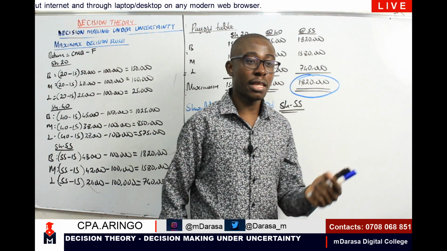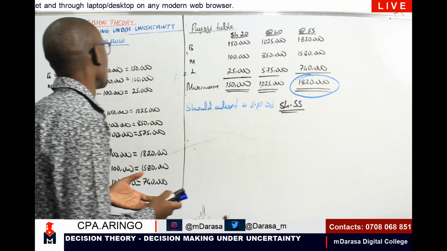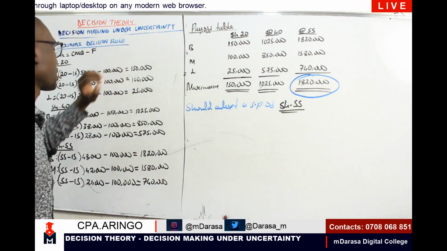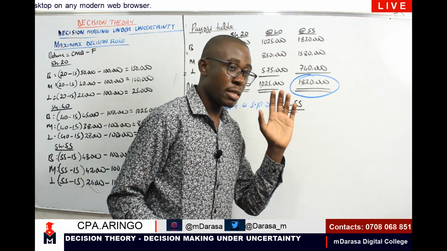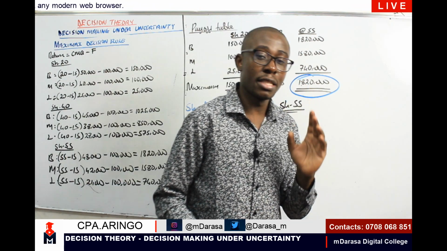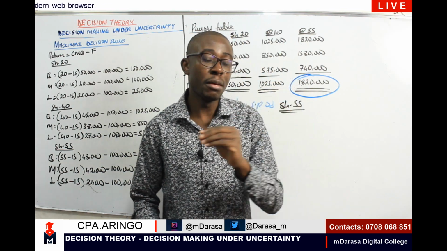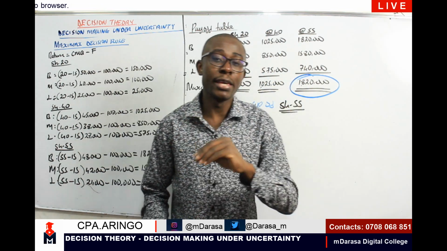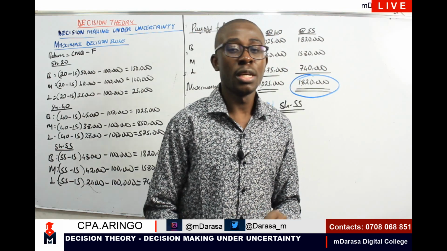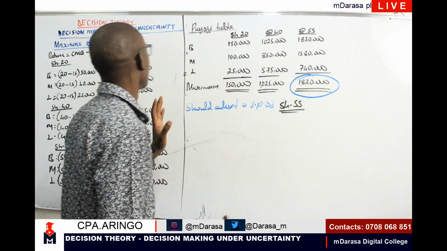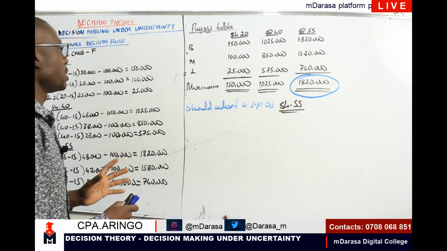Recall in our previous class we had introduced the concept to do with the Maximax decision rule. Remember we said we'll be talking of 5: Maximax decision rule, Maximin decision rule, Minimax decision rule, Hurwicz decision rule, and Laplace decision rule. In our last class, we had introduced Maximax decision rule.